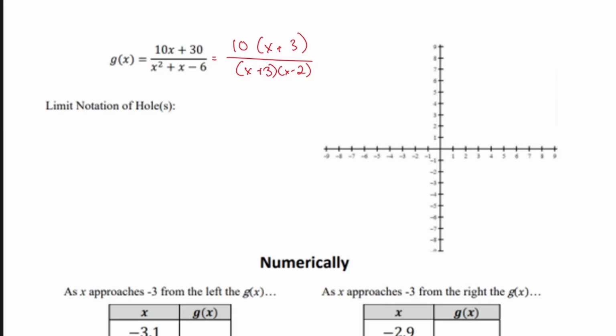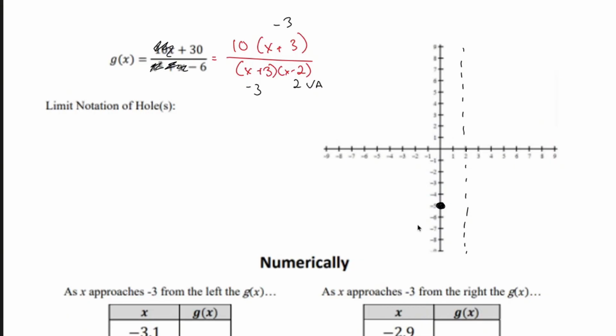So what we have is a vertical asymptote at 2, like so. We have a hole at negative 3. I'll show you how to calculate that because right now we don't have it. What else do we know? If I wanted to find the y-intercept, I pretend that all the x's were 0, so that would make it 30 over negative 6. So 30 over negative 6 is negative 5, so the y-intercept lives down there.